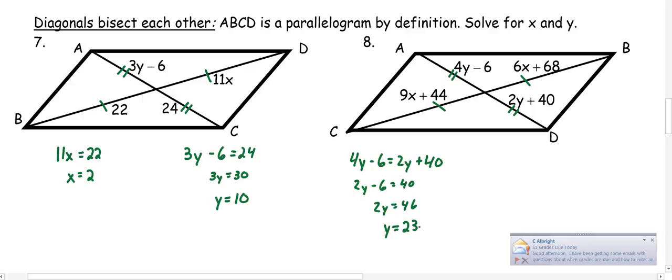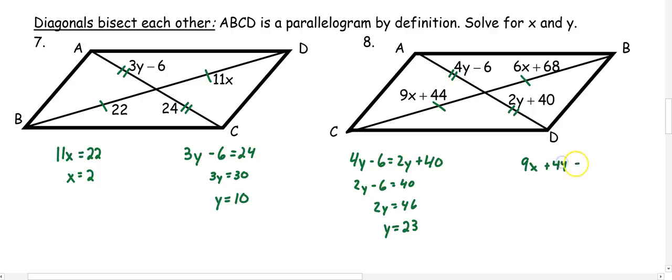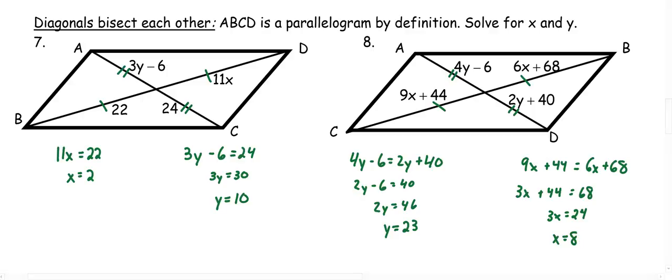Same thing to solve for x. So we have 9x plus 44 equals 6x plus 68. So we're going to subtract 6x from both sides. We get 3x plus 44 equals 68. Subtract 44 from both sides. We get 3x equals 24. And when we divide, we get x is 8.